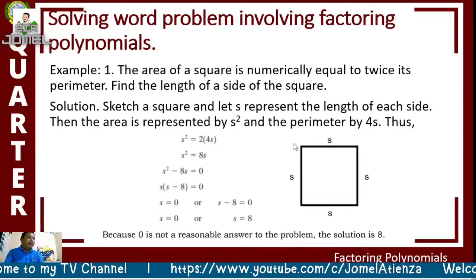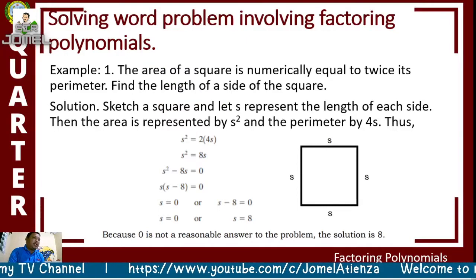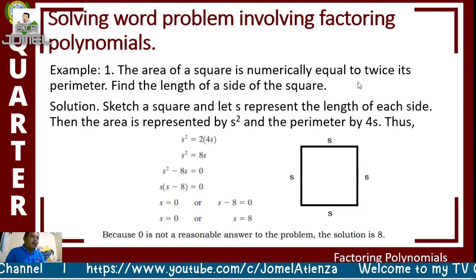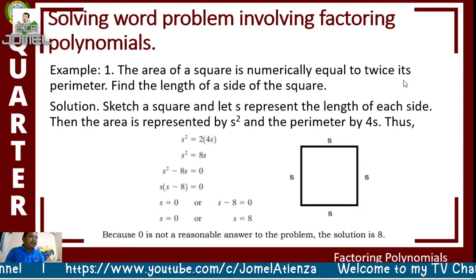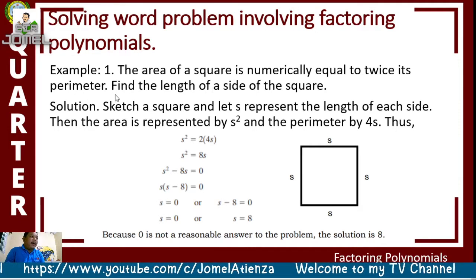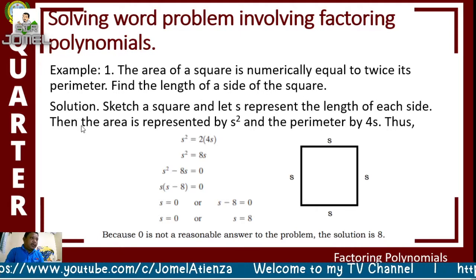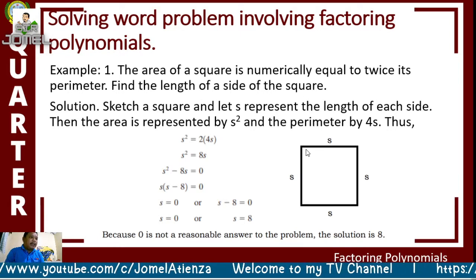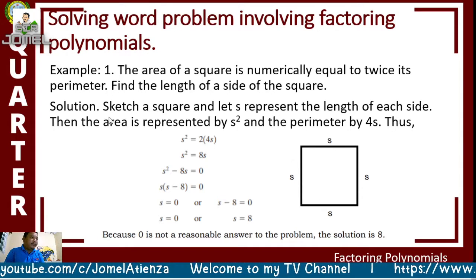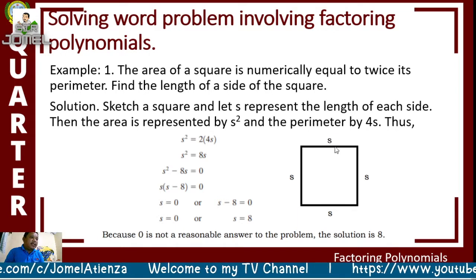So, for example, solving word problems involving factoring polynomials, example number 1: the area of a square is numerically equal to twice its perimeter. Find the length of a side of the square. So, here's the solution. First thing to do, let us sketch the square. And let S represent the length of each side.